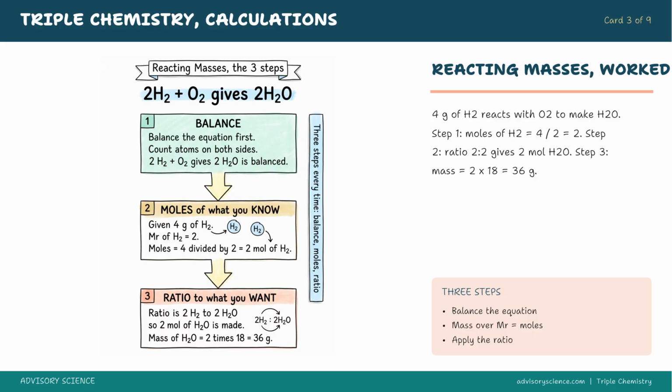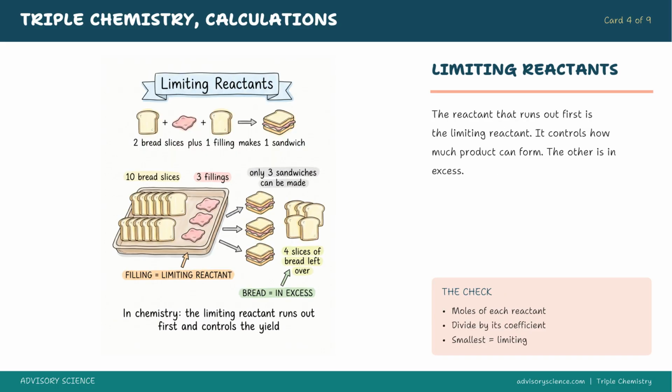Limiting reactants. The reactant that runs out first is the limiting reactant. It controls how much product forms. So to check it, calculate moles of each reactant. Divide each by its coefficient in the balanced equation. The smallest number is the limiting reactant. In the exam, once you know the limiting reactant, only use that for the rest of the calculation. The other reactant is in excess and doesn't matter. So smallest moles per coefficient, and that's the limit.